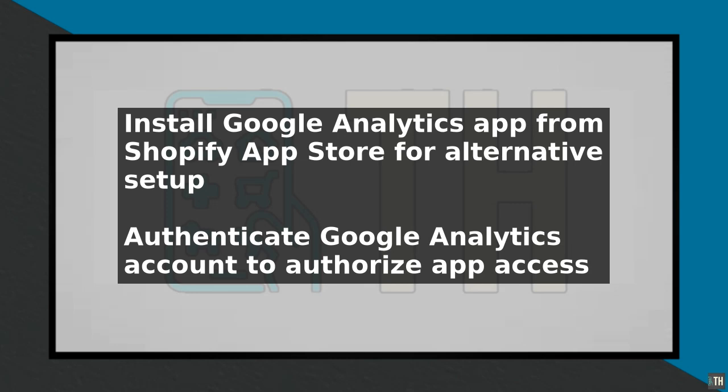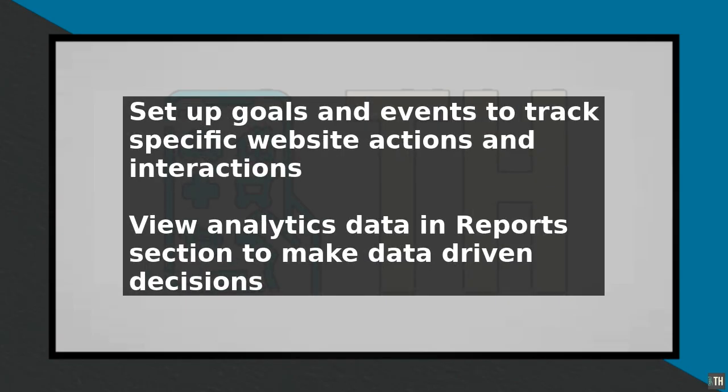To get the most out of Google Analytics, it is essential to set up goals and events. Goals allow you to track specific actions on your website, such as form submissions or purchases. Events, on the other hand, allow you to track specific interactions, such as button clicks or video plays.